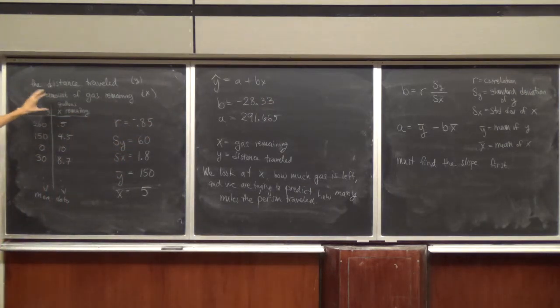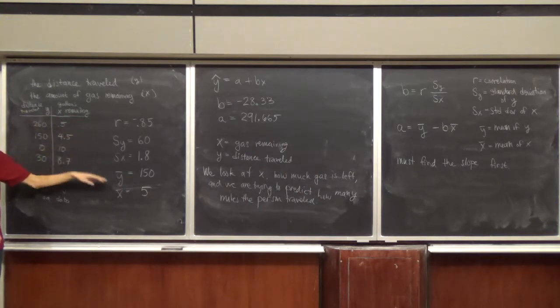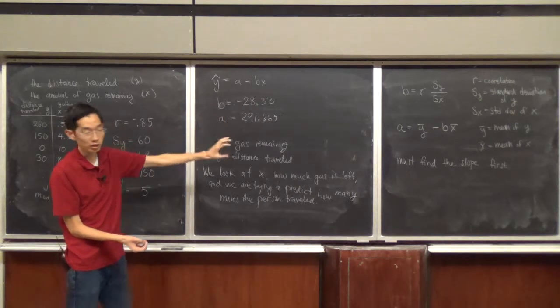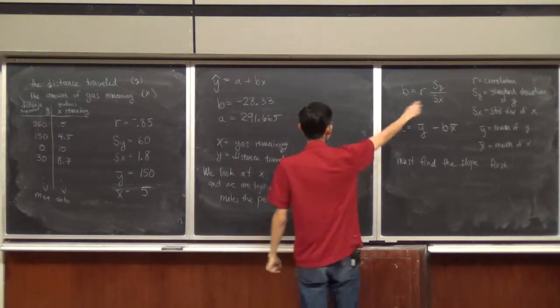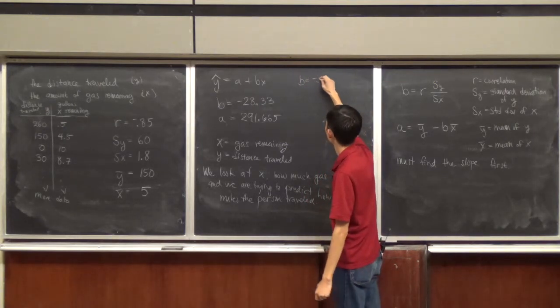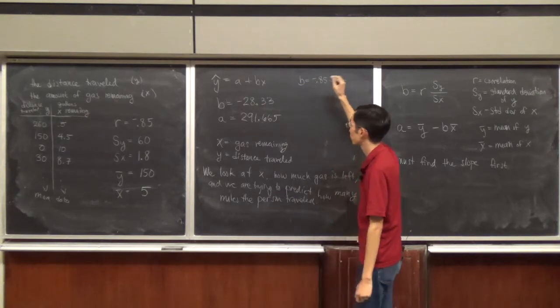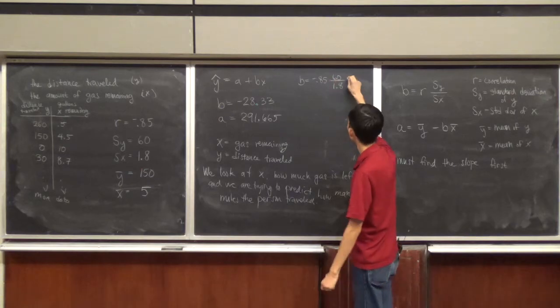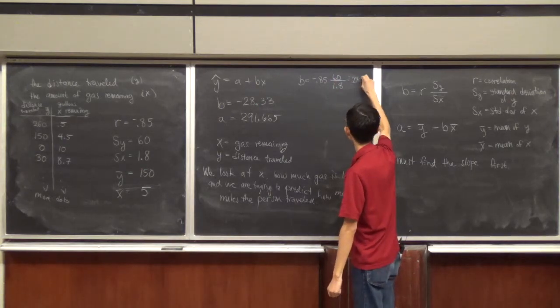So I said this is our data, here's our x values, here's our column of y values. These are the summary statistics. We calculated the standard deviation of y, the standard deviation of x, the mean of y, and the mean of x. And we're using all of these things to get B and to get A. So all I'm doing is plugging in the values to get B. So I said B is equal to R. What is R? Negative 0.85 times the standard deviation of y, which was 60, divided by 1.8. And I get negative 28.333.